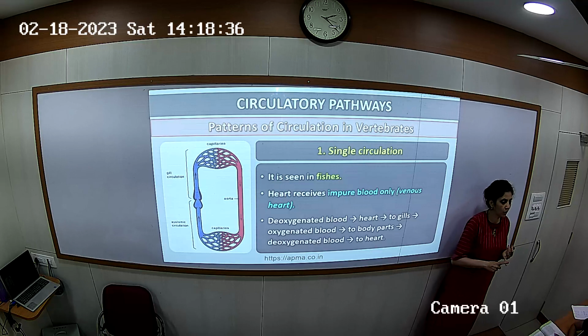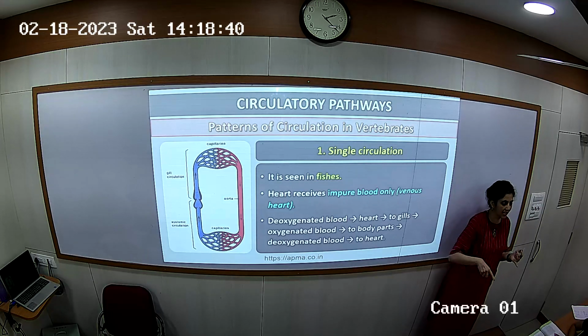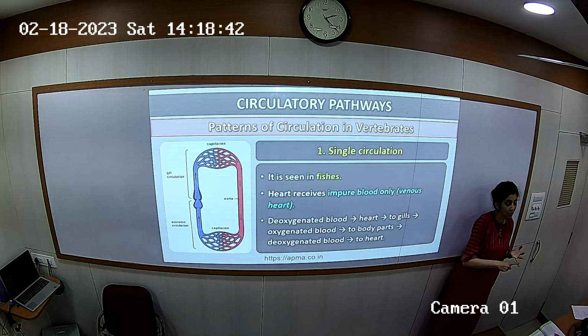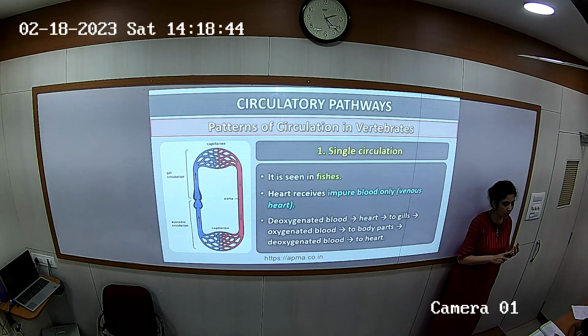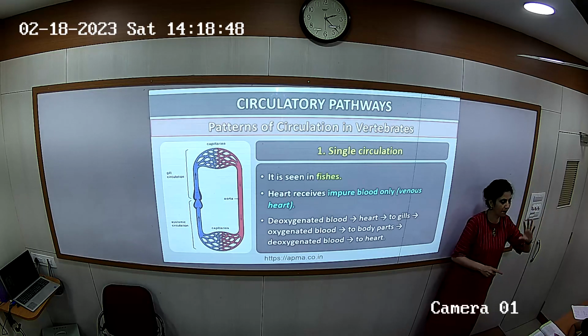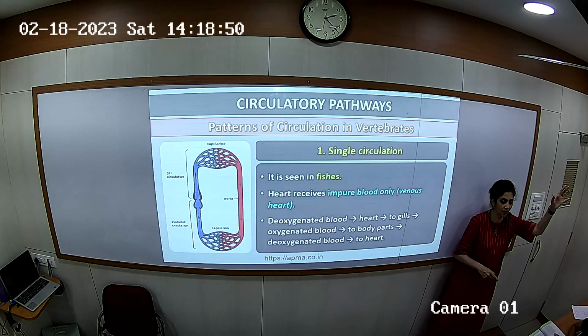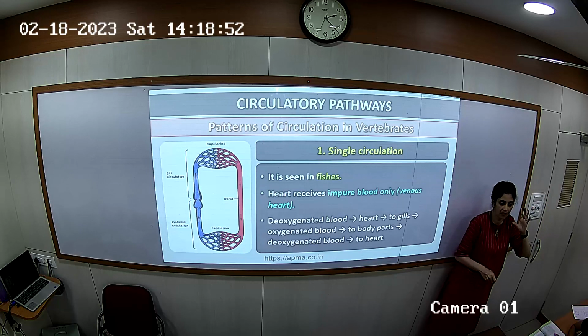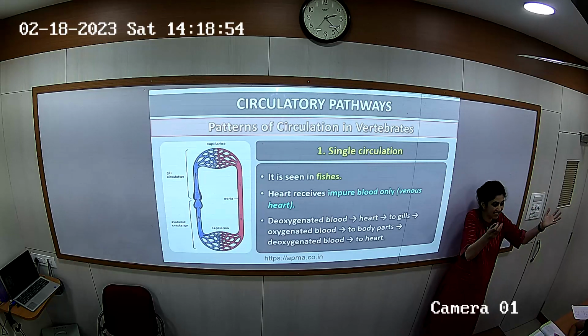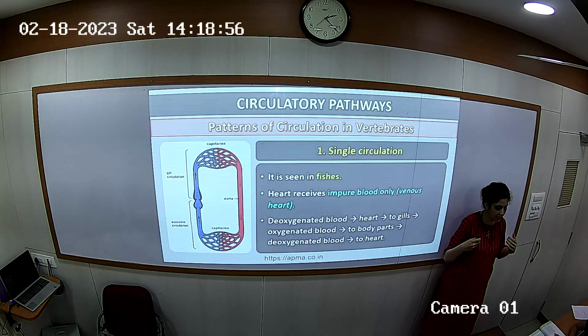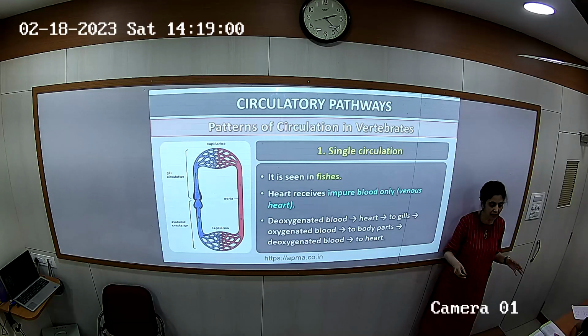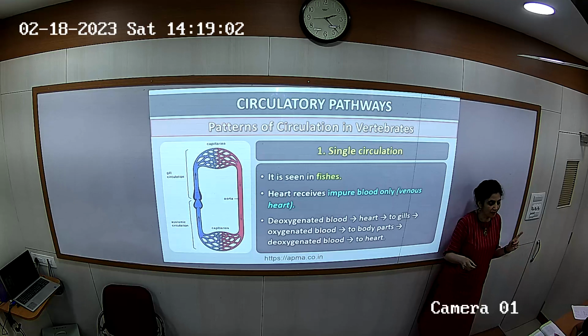Fish, what do you want to know? Single circulation. One loop is there. How many chambers in the heart? Two chambers. What are the names of the chambers? One atrium, one ventricle. Upper chamber is called the atrium and lower chamber is called the ventricle. Atrium is the receiving chamber always, and ventricle is the distributing chamber. Okay? So one atrium, one ventricle.